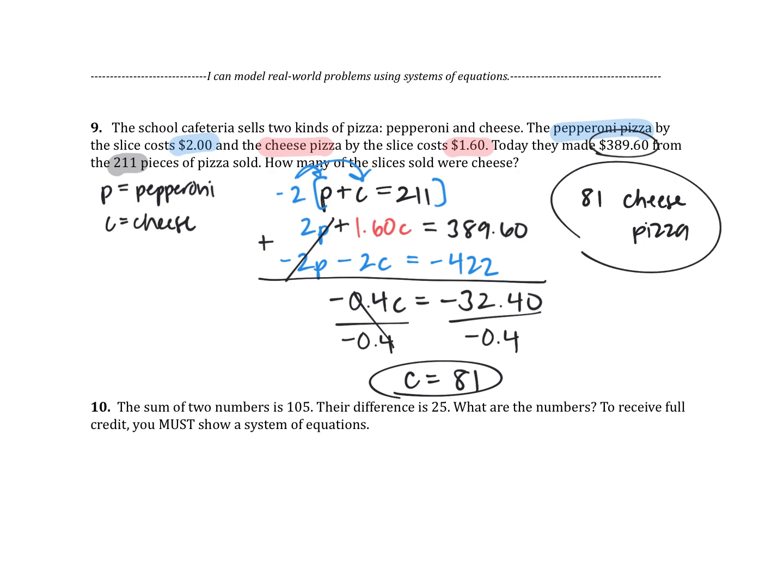And if I wanted to find out how many pepperoni pizzas, I could plug that back in here, and I would have P plus 81 equals 211. So P would have to be 130 pieces of pizza that are pepperoni.